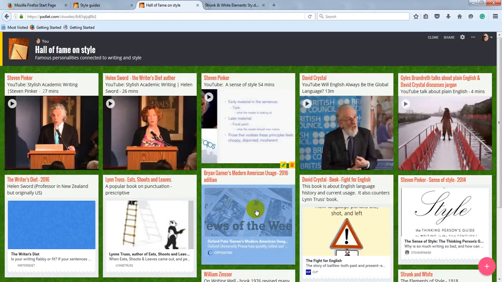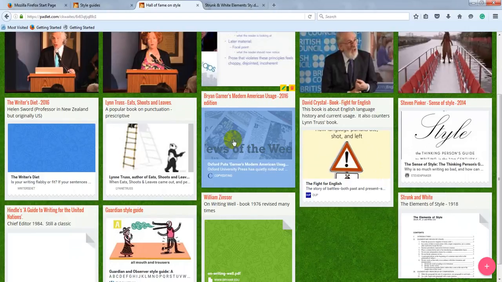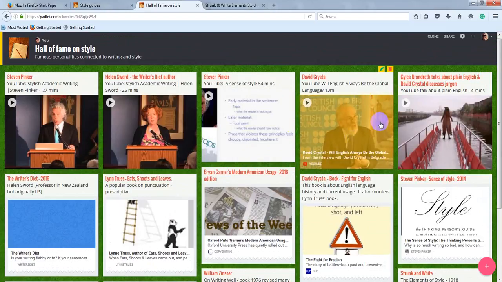Another one is Bryan Garner's Modern American Usage. Bryan Garner is from the legal industry. He's always promoted plain English, plain language, and he's quite famous because his Modern American Usage covers the usage of words and terminology in the form of a sort of dictionary, which is extremely good and well revered.